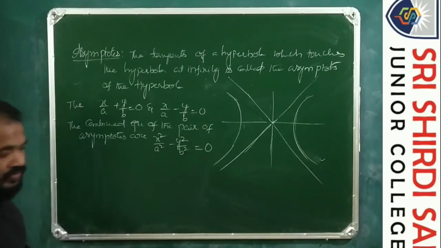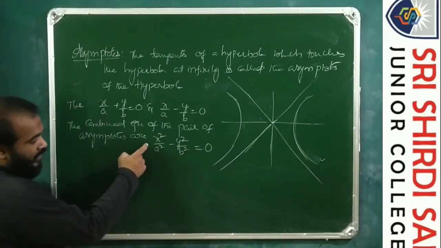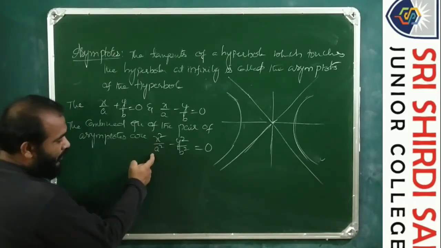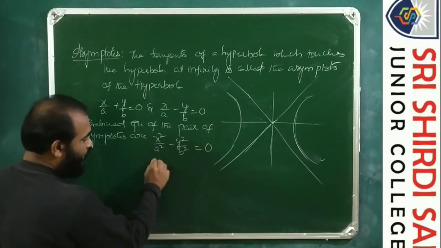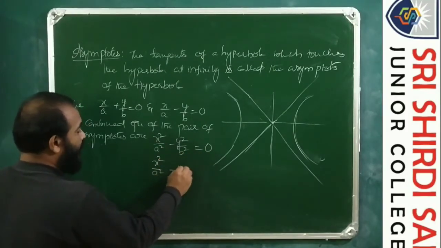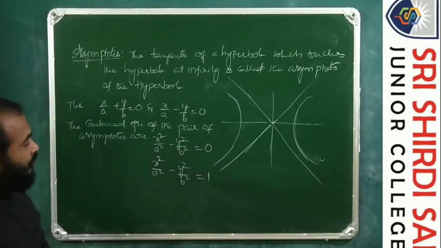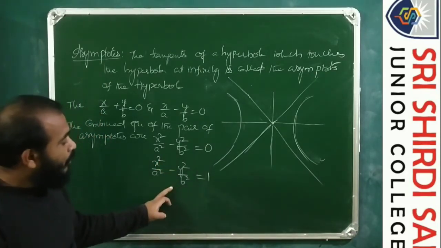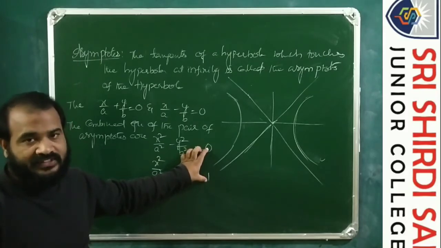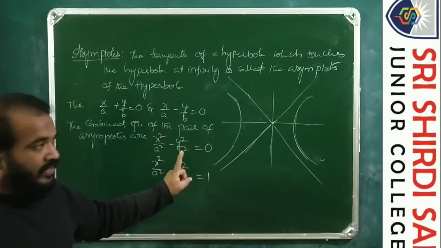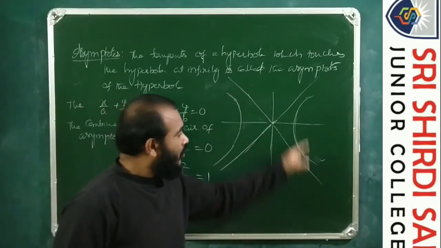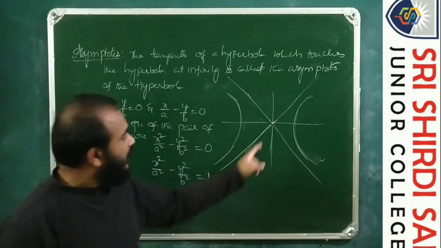So we can observe that the hyperbola is of the form x square by a square minus y square by b square equals 1. That means the asymptotes and the hyperbola differ by a constant. That is point number 1. And the asymptotes always pass through the center of the hyperbola.